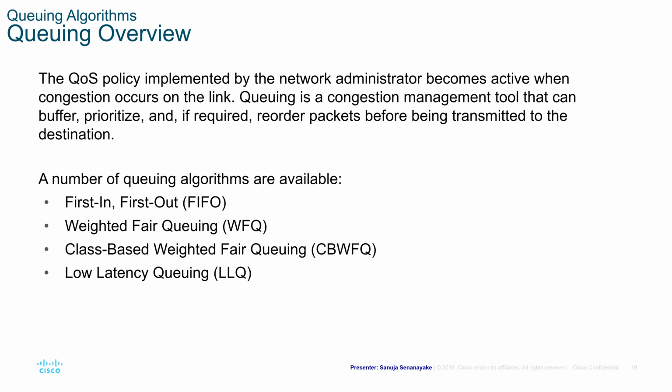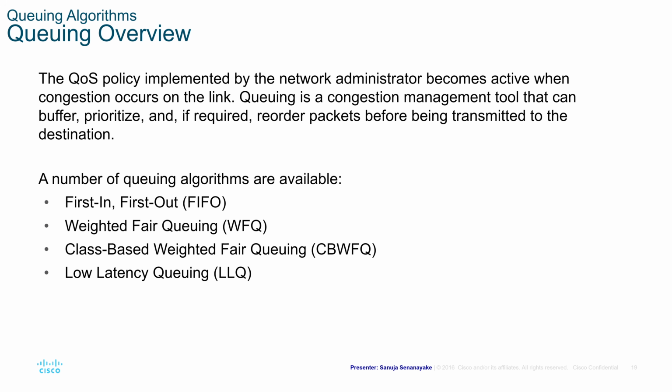So let's look at the QoS queuing overview. The quality of service policy implemented by the network administrator becomes active when congestion occurs on the link. Remember that the quality of service policy only becomes active when there is congestion on the system. Queuing is a congestion management tool that can buffer, prioritize, and if required, reorder packets before being transmitted to the destination. A number of queuing algorithms are available that are used in QoS.